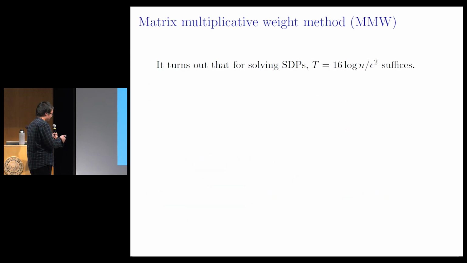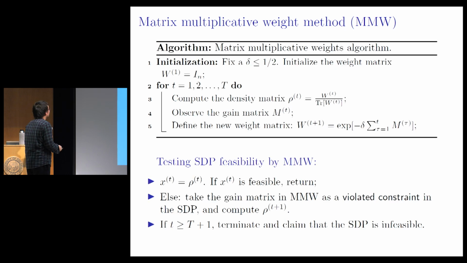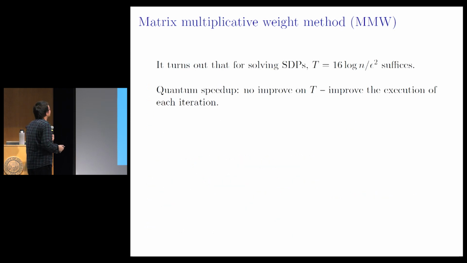The good thing about the classical MMW framework is that for some SDPs, the number of iterations here is really small. It's something like 16 times log n over epsilon squared. In our quantum SDP solver, we directly follow this framework. We didn't give a quantum version of the framework itself, but for our quantum speedup, we improved the execution of each iteration here.